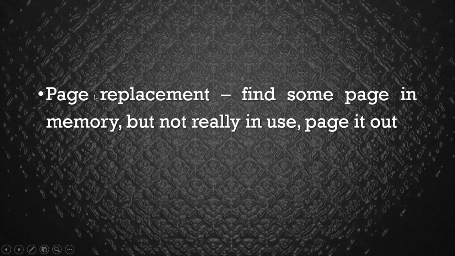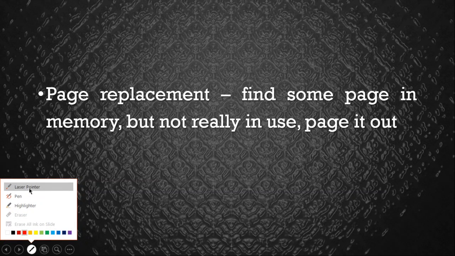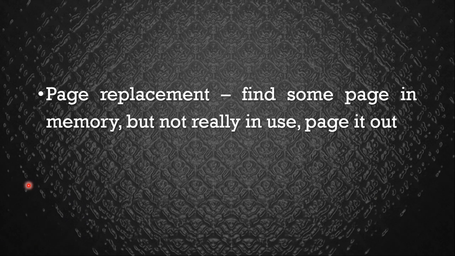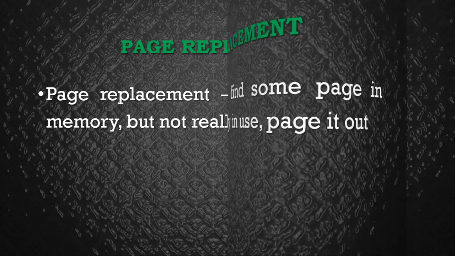The definition of page replacement is: find some page in memory that is really not in use, and page it out. That means if a current page is not in use by the CPU or the process, you can remove the page and put it in the secondary memory. Then we can bring the necessary page to the primary memory, because primary memory is where the system can really operate. So that is the page replacement algorithm.